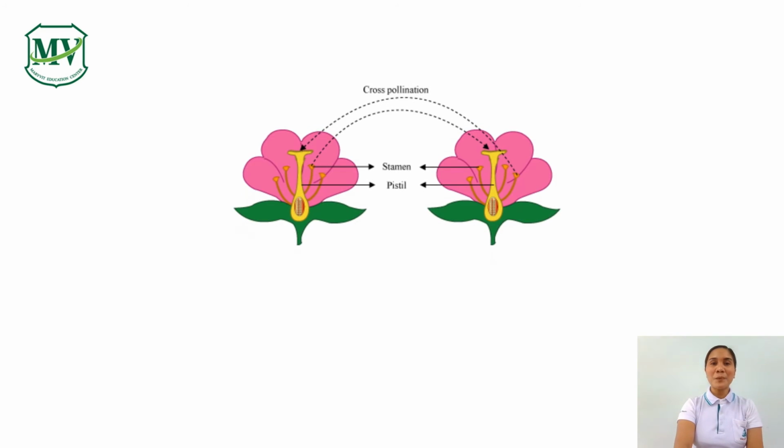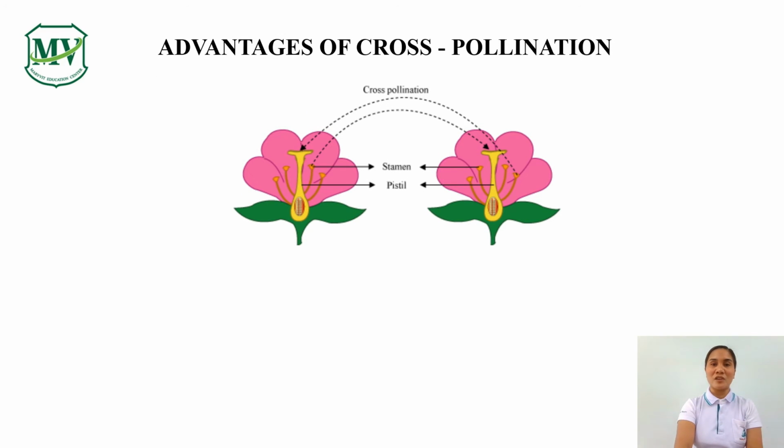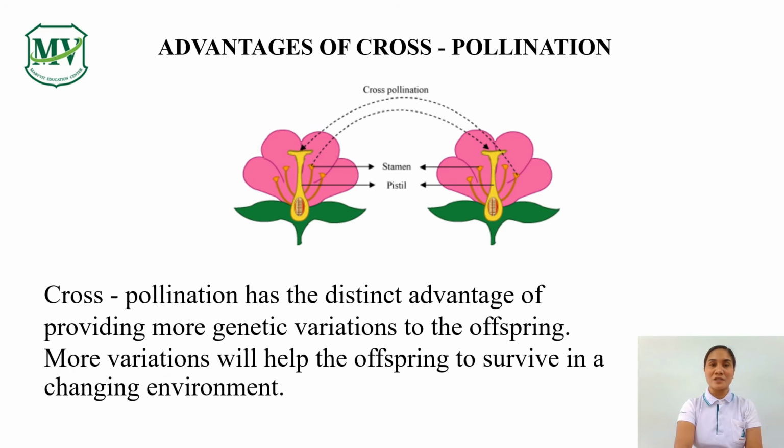What are the advantages of cross-pollination? Alright. Cross-pollination has the distinct advantage of providing more genetic variation to the offspring. More variation will help the offspring to survive in a changing environment.